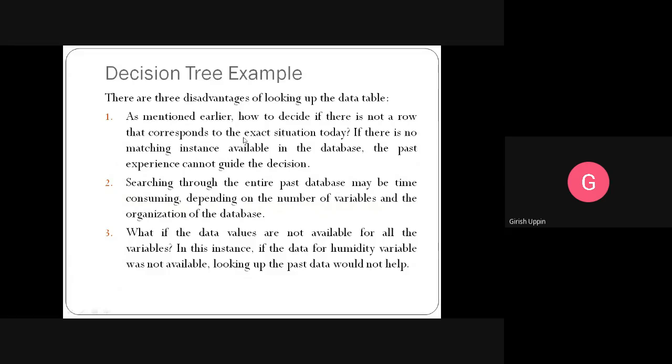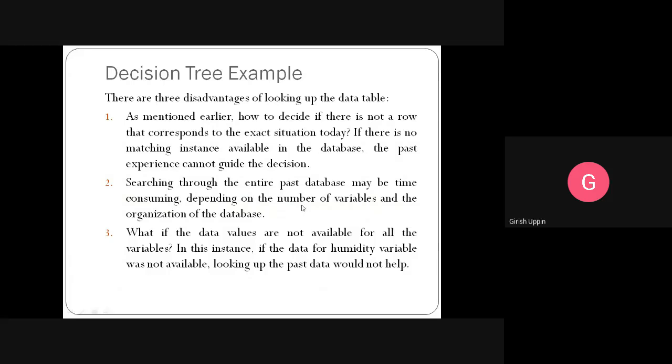As mentioned earlier, how do we decide if there is no row that corresponds to the exact situation? What if there is no matching record? Then what is the decision? We cannot take any decision if we are using the lookup table. If there is no matching instance available in the database, the past experience cannot guide the decision, so it will not be able to help us with the current question.